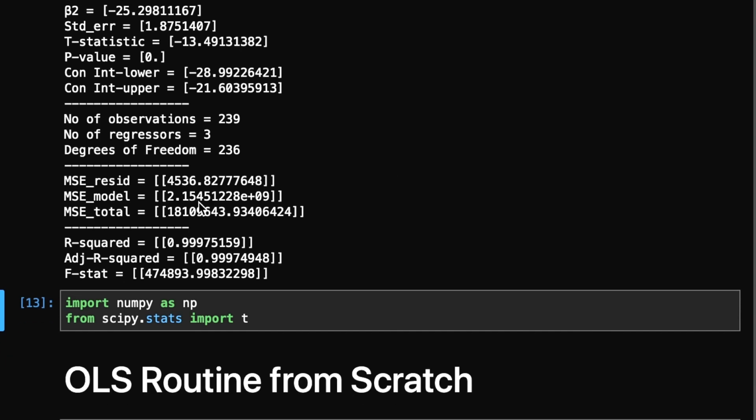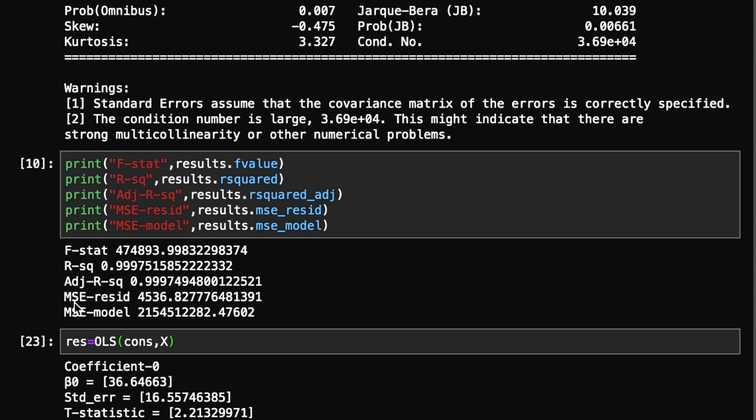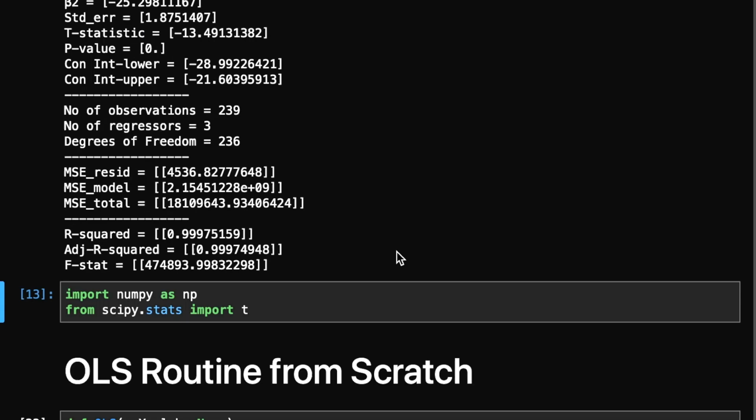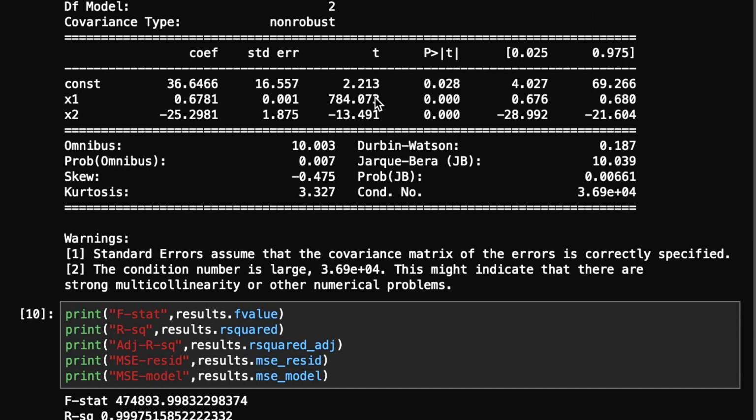These are the MSEs. Let's match them with those of statsmodels. So the MSE of the residuals is 4536, and here it is, MSE of residual 4536. MSE of the model is 2.154 times 10 to the power 9, so this is also matching. The R squared is 0.99975 and adjusted is 0.99974, and statsmodels also gives us 0.99975 and 0.99974.